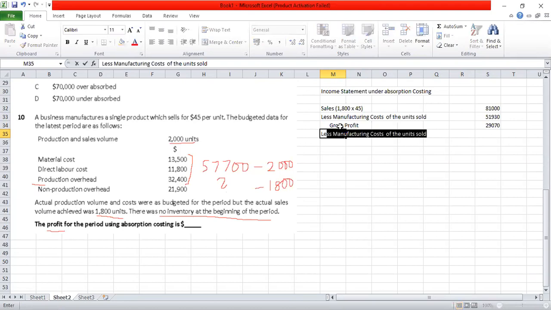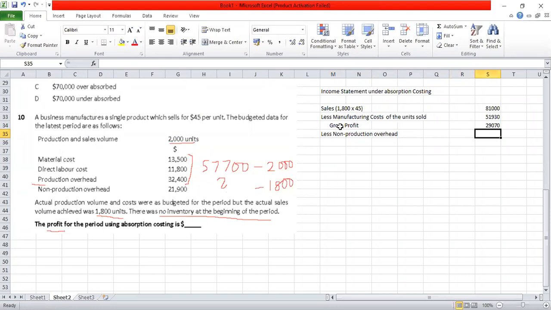After that, less non-production overheads. All of them are deducted. There's another term which is used for non-production overheads. They are also called period costs because they are usually incurred for a period of time. They are not dependent on what is production.